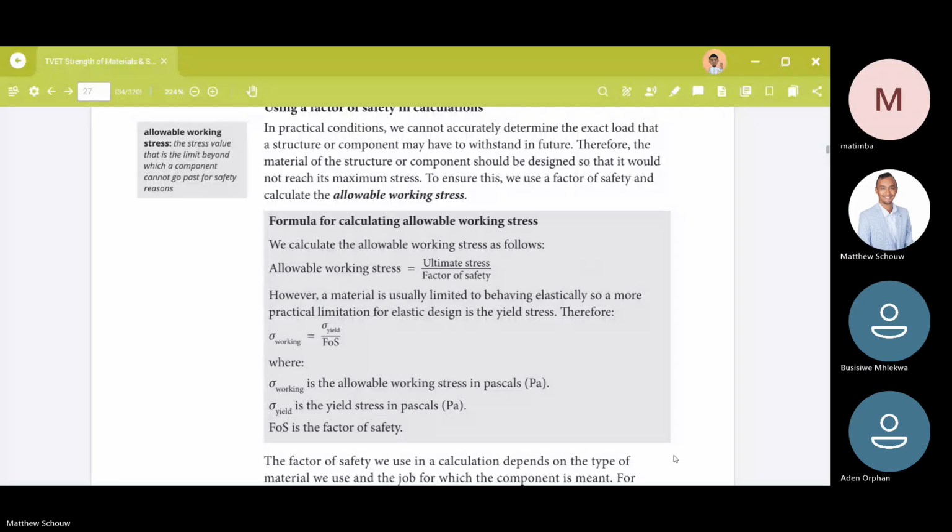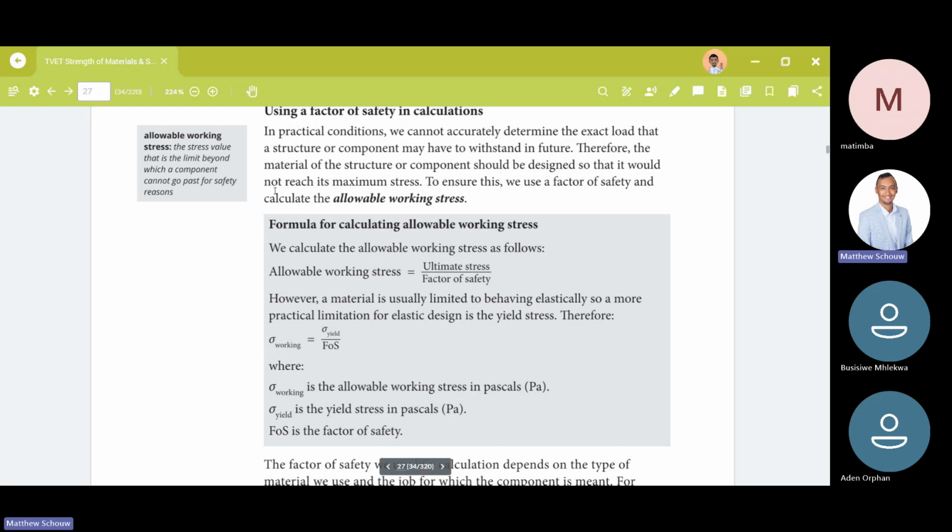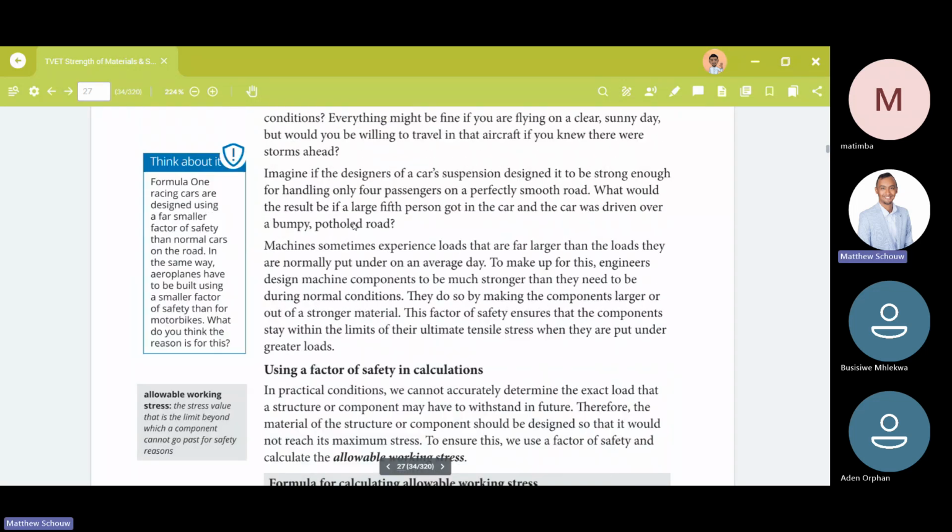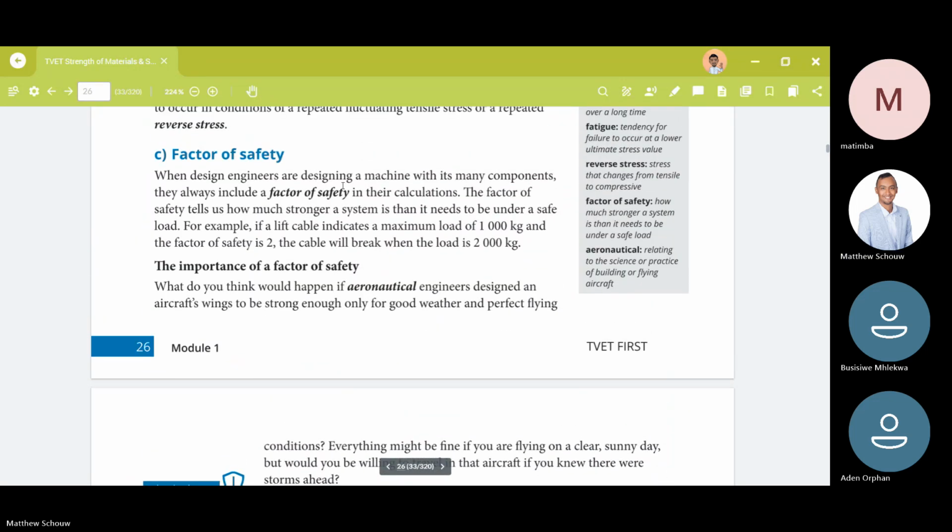Okay. So this is the factor of safety over here, right? What they state here, I'll read to you. They're saying when design engineers are designing a machine with many components, they always include a factor of safety in the calculations.